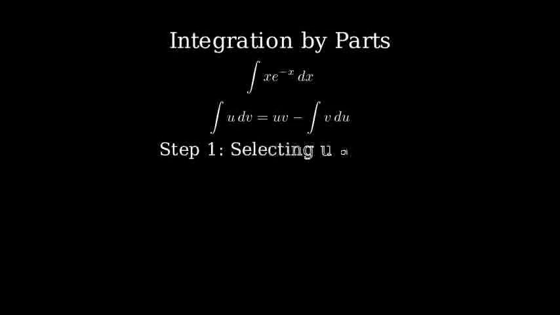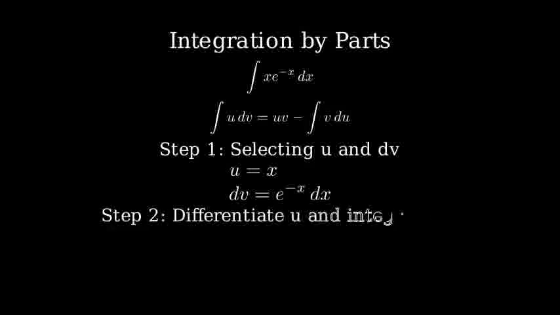We want to choose u and dv such that the integral of v du is simpler than our original integral. Let's assign u equals x and dv equals e to the power of negative x dx. This choice allows us to reduce the power of x upon differentiation. Moving to step 2, differentiating u and integrating dv.